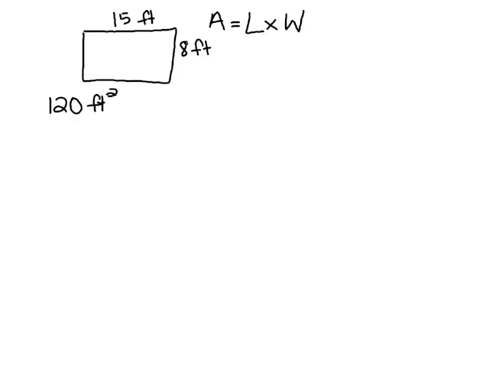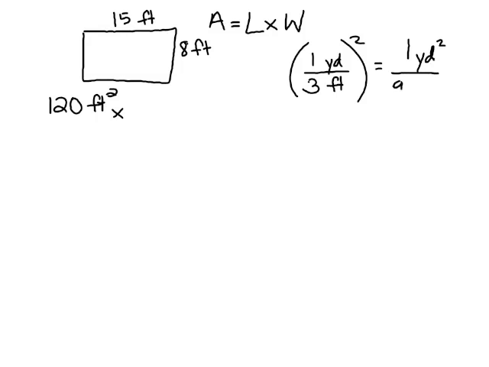Let's convert that to square yards to start. So what's the feet to yards ratio? 3 to 1. 1 yard is equal to 3 feet. So if I square all that, what happens to my ratio? 1 square yard is equivalent to 9 square feet.